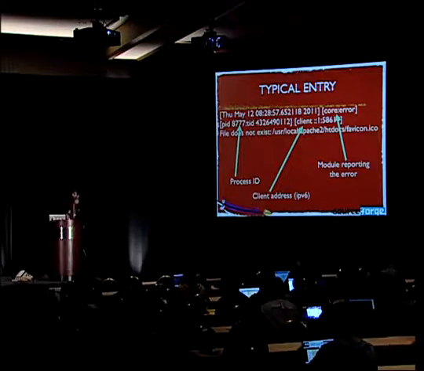Here's what a typical log entry looks like in the new format. This is the default format, and you can, of course, tweak this a little bit. You see that I've got the process ID that generated the message. I've got the module that was reporting the message, in this case, core. And then you have the client address that generated the message.